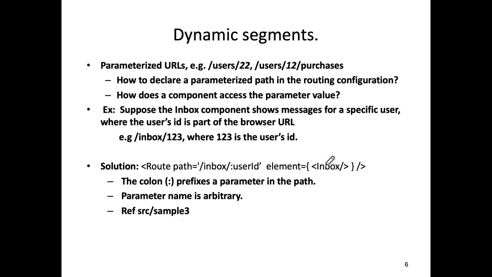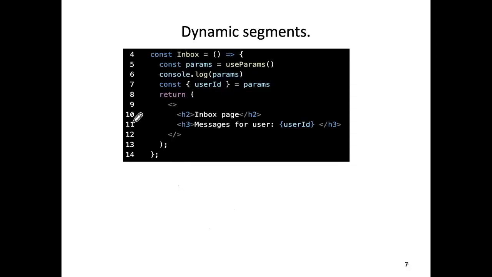But the question now is, how does my inbox component get access to the particular value that appears here in the browser's URL address bar? And I think I actually show you on the next screen. So we'll just look at the next screen before we show the working. So here's my inbox component. And here's a hook that is made available by the React Router library.